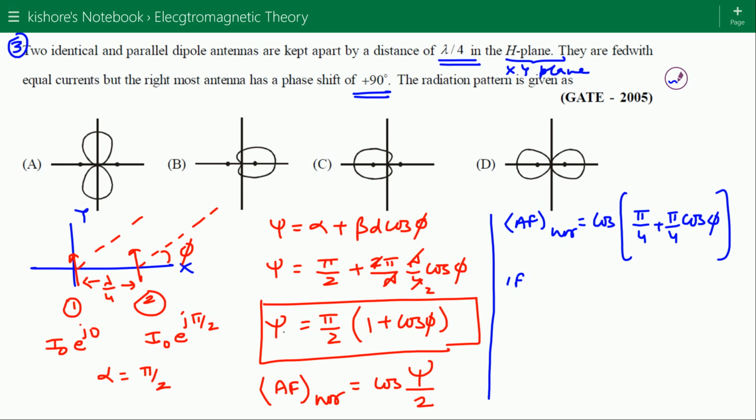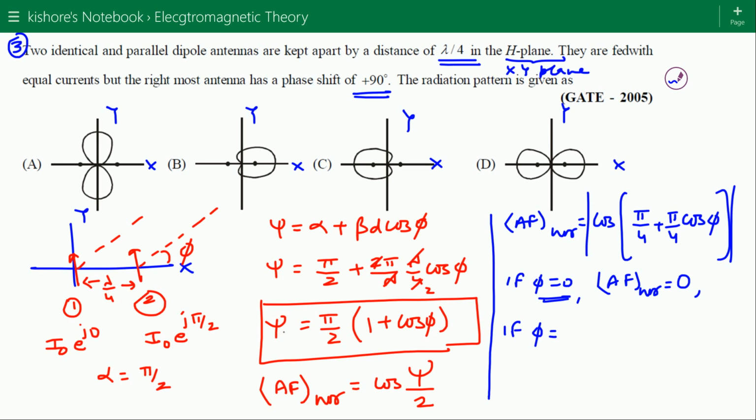So if phi is 0, then the normalized array factor is, see, to draw the pattern, we take the magnitude of this. So when phi is 0, cos phi is 1, and this angle is 90 degree, cos 90 degree is 0. So this axis is x, y in all four options. And if phi is pi or 180 degree, then cos pi is minus 1, and pi by 4 minus pi by 4 is 0, so cos 0 is 1. And if normalized array factor is 1, that is maximum.